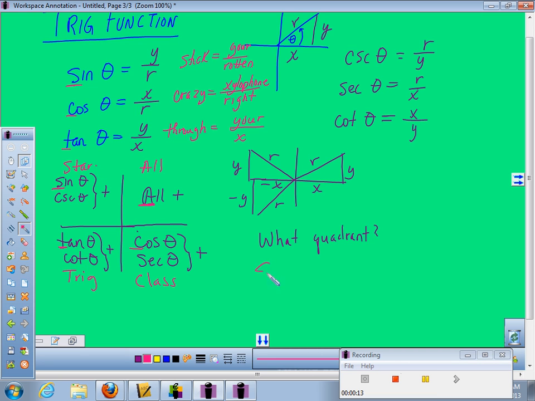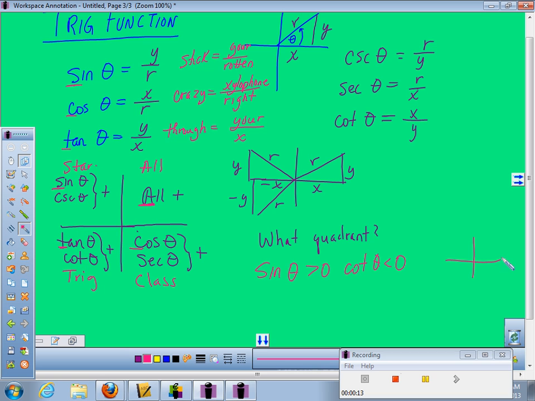So, what I want you to do from that is I'm going to ask you, what quadrant am I in? And they're going to phrase it this way. If sine is greater than 0 and cotangent is less than 0, what quadrant would you have to be in if both of those things are true? Sine's got to be positive and cotangent's going to be negative.